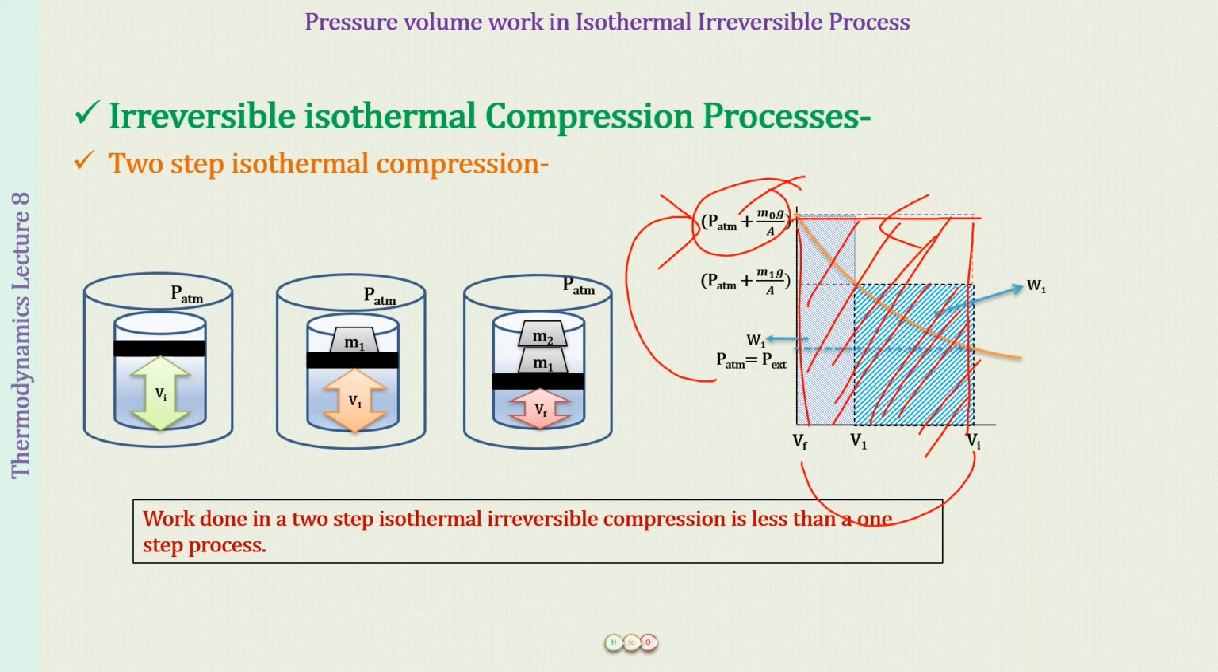So work done in a two-step isothermal irreversible compression is less than the one-step process, whereas in the case of expansion, work done in the two-step process was more than the one-step process. So both are not equal. That is what you have to remember.